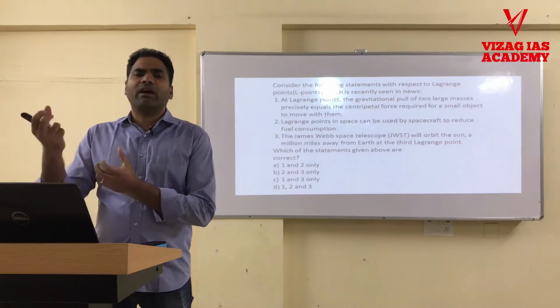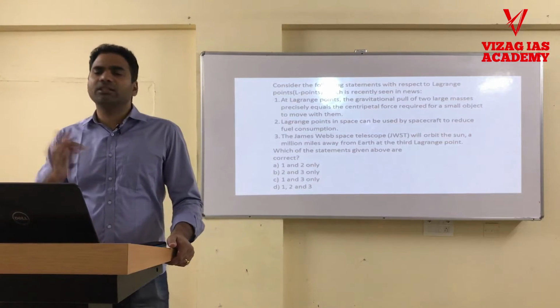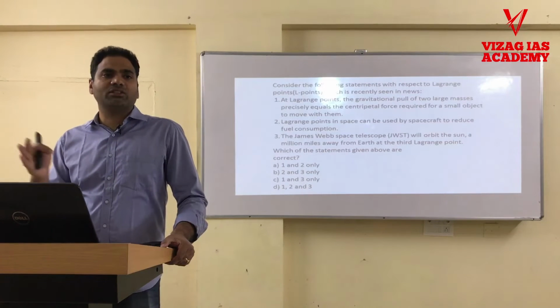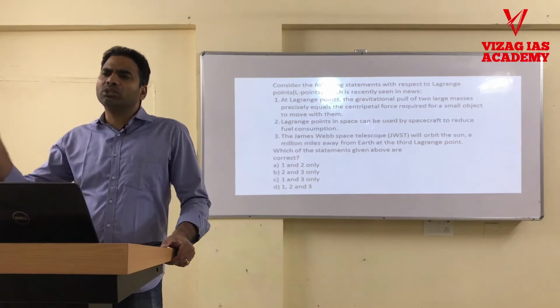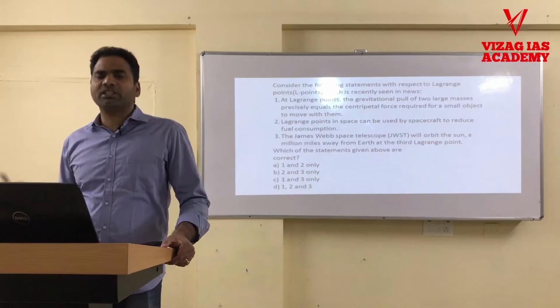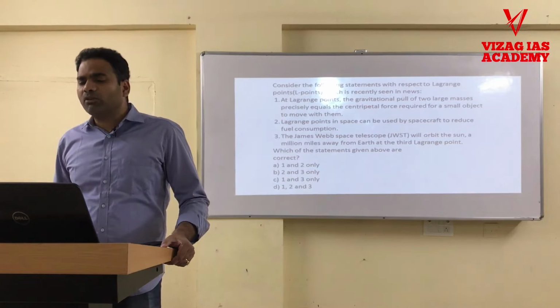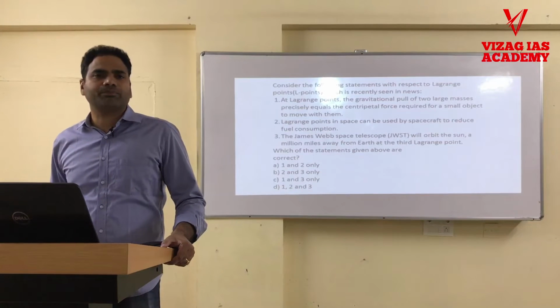Okay, because of the gravitational pull. Here in this case, since it's a point where there is an equilibrium between gravitational forces, it stays put. Or it moves a little based on the Lagrange point. We will discuss that later, which are stable and which are unstable Lagrange points.